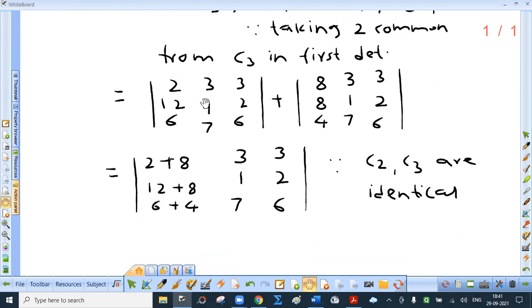Now this step is important. So add corresponding elements of first column. See, last but one property, I think. If all elements in any one column are expressed as sum of 2 elements, determinant can be expressed as sum of 2 determinants, isn't it? Right?